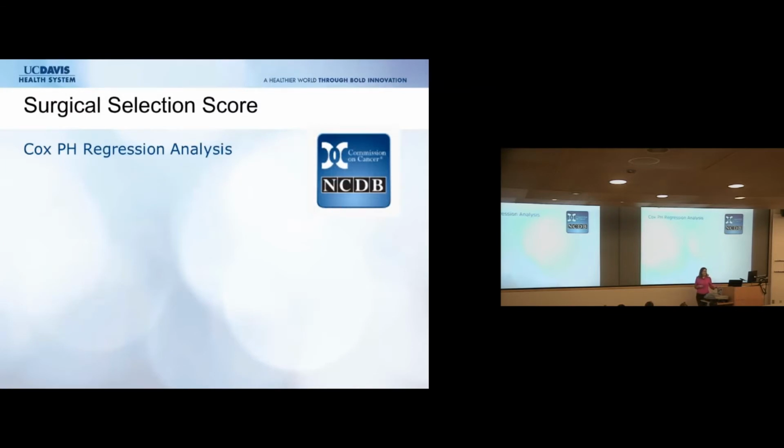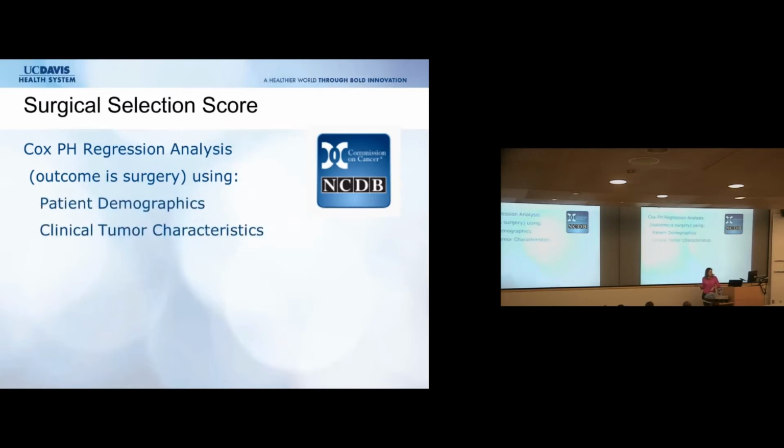So we're using the National Cancer Database, which is a huge data set representing about 70% of the oncologic admissions in this country. And we're going to use Cox proportional regression to develop our score. And again, here our outcome is having surgery. Okay, we're not looking at survival with this score. We're looking at whether or not you had surgery. And we're going to use both clinical and clinical tumor factors and patient demographics to make this score.